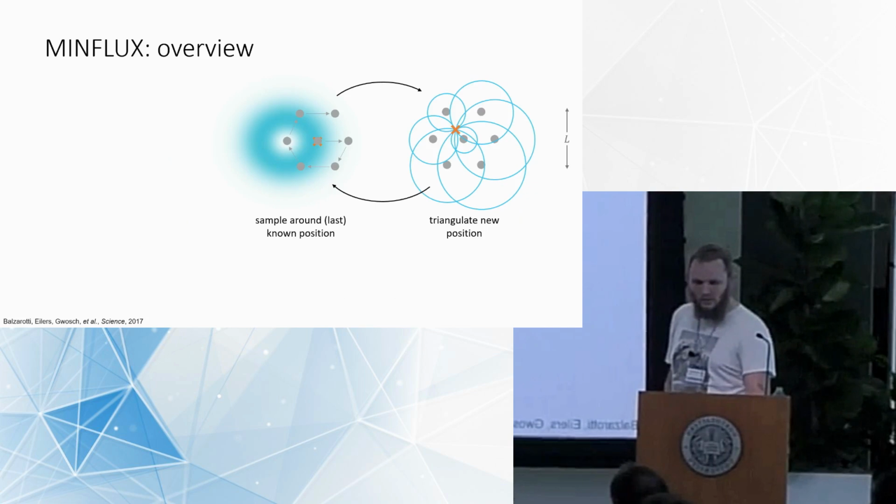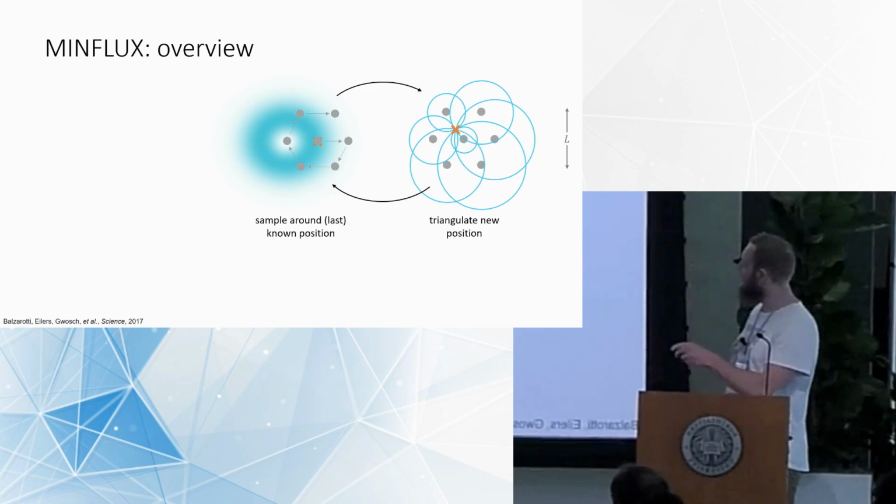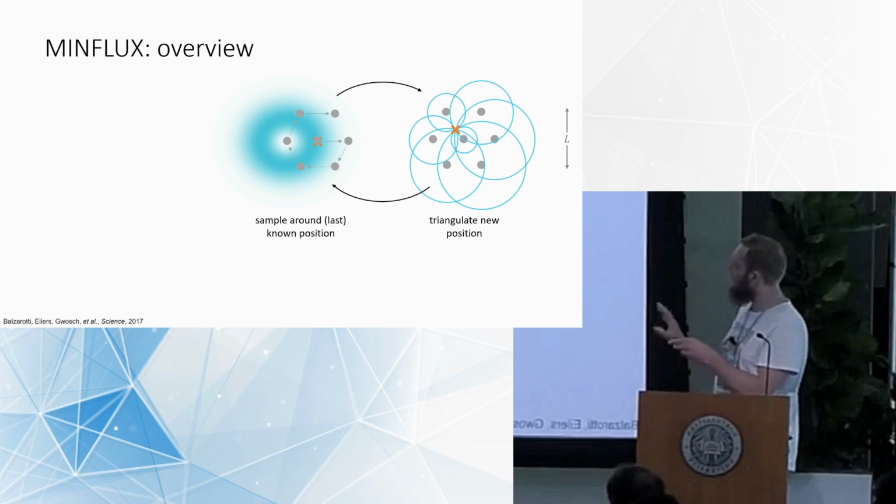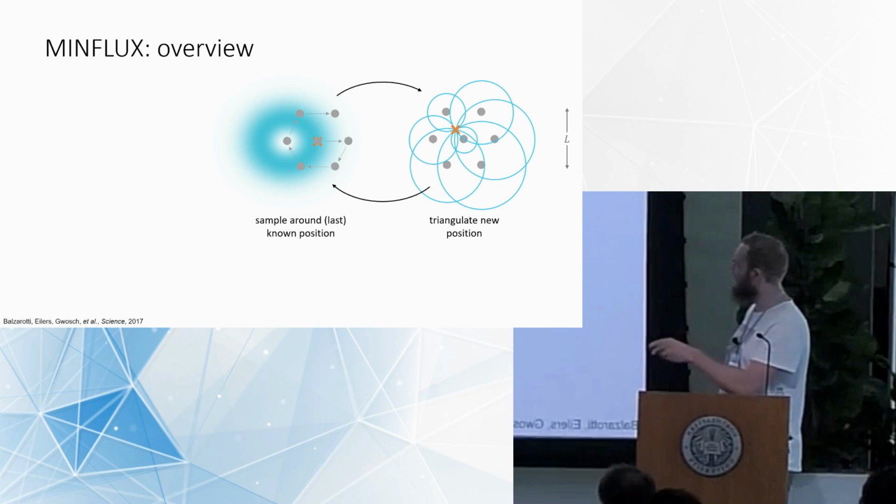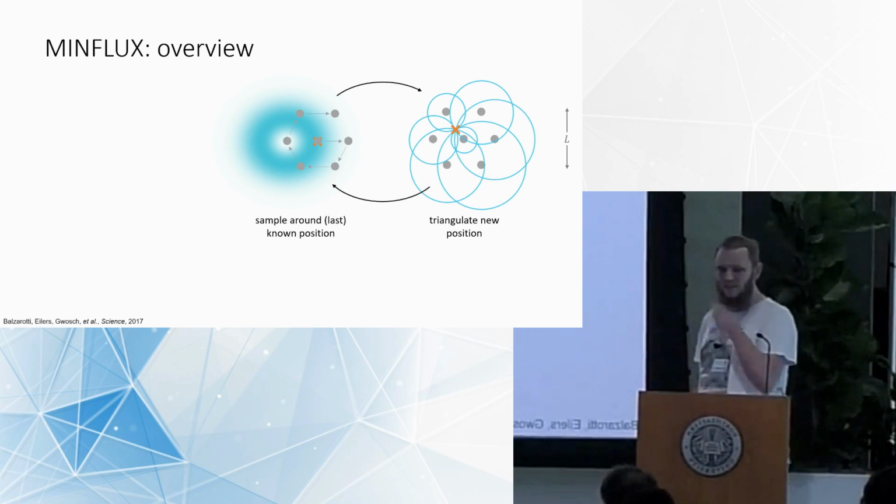Okay, so here's an overview of how this works. We just went through this. Given a last known position, we raster around in some pattern. What we actually end up using in the experiments is a hexagonal pattern. After rastering around this and collecting photons from each of these positions, we can triangulate the new position of the fluorophore and then cycle through this rhythm.